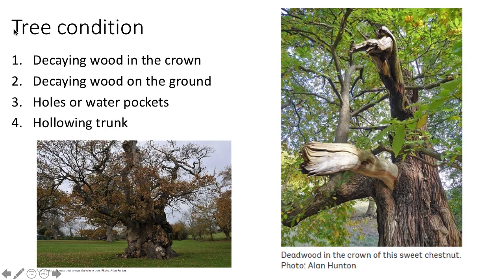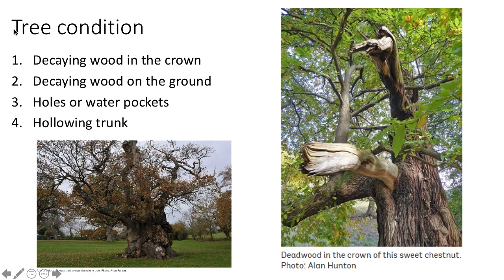Okay, looking at tree condition. The condition of the tree tells us a lot about its age and its ecological value, and so you want to look out for these characteristics that I've listed here on the slide. So the first is decaying wood in the crown. You can look for dead wood, dead branches, or this stag-headed appearance. If you're confident, you can quantify the amount of dead wood in the crown with a percentage, and use that to help you determine.